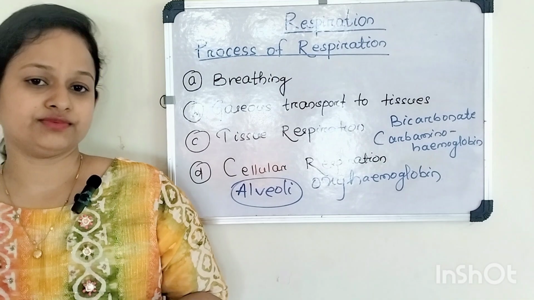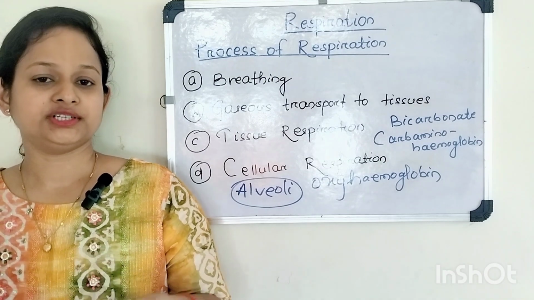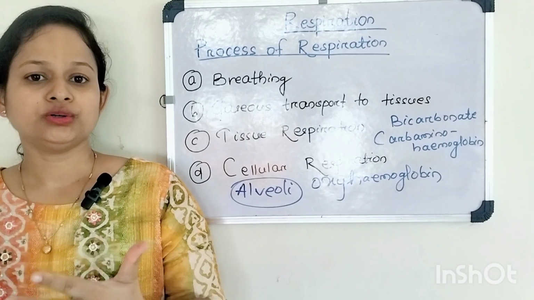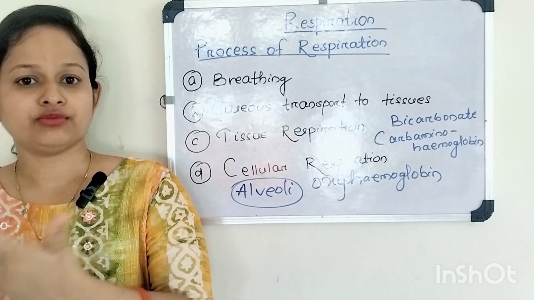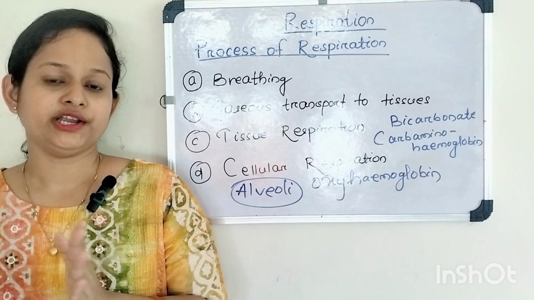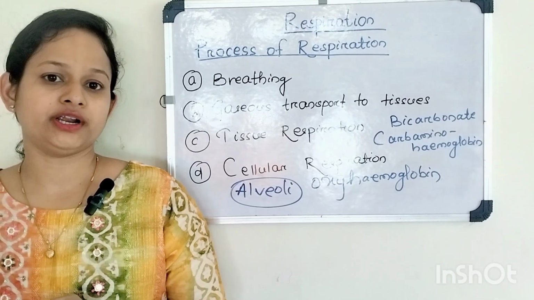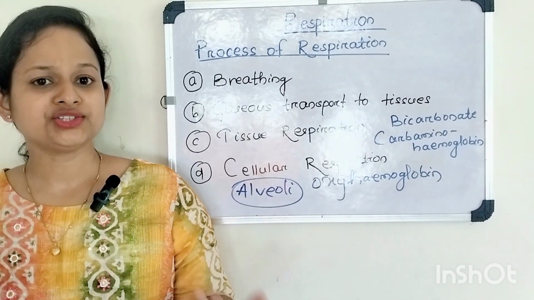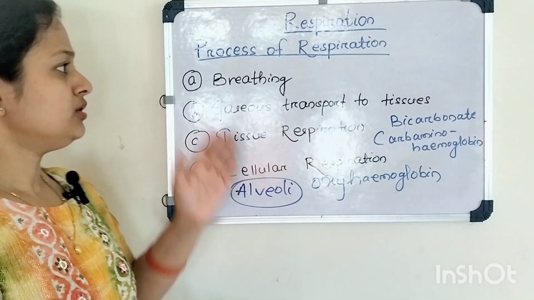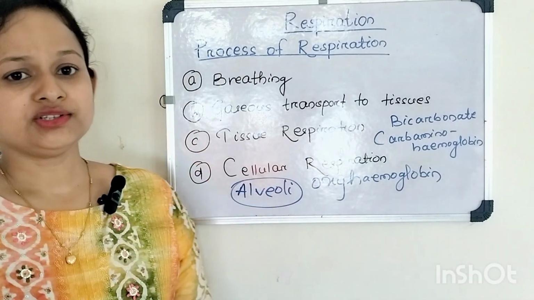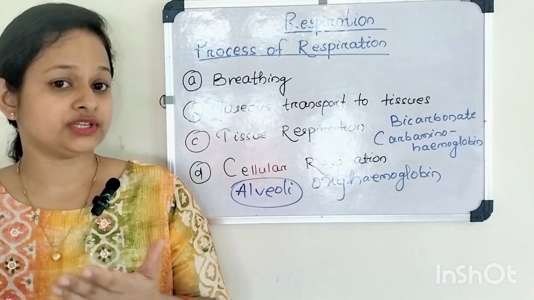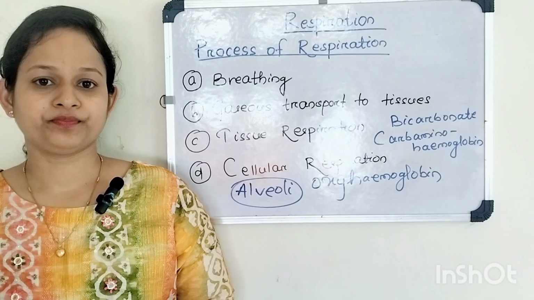In the cellular respiration, after the oxygen reaches the cell, it will undergo different types of metabolic activities, and it will break down the glucose into carbon dioxide and water, and it will release a large amount of energy. So these were the processes of respiration. By these four processes, the process of respiration completes.